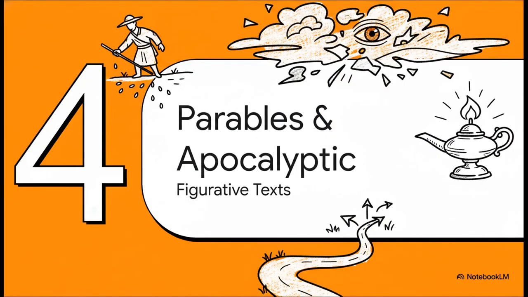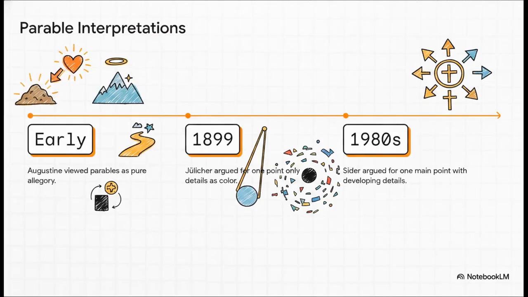All right, section 4, parables and apocalyptic texts. Prepare for a major shift here, away from literal genres into highly figurative texts. The history of parable interpretation is this fascinating swinging pendulum. In the early church, folks like St. Augustine treated parables as pure allegory. Every tiny detail, the dirt, the road, the coin, had its own totally unrelated spiritual counterpart.